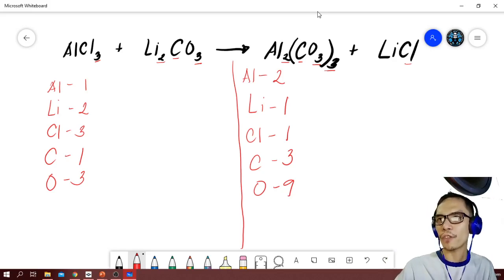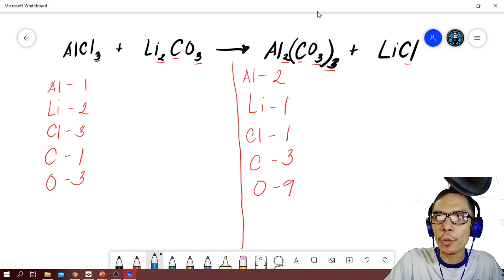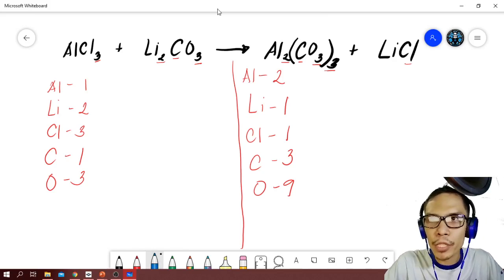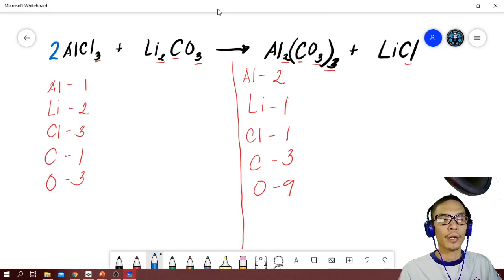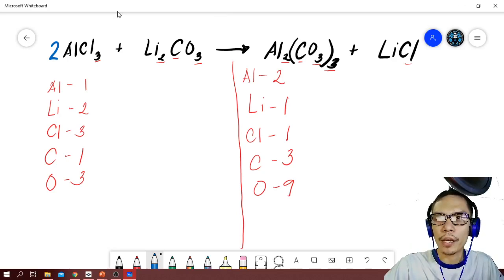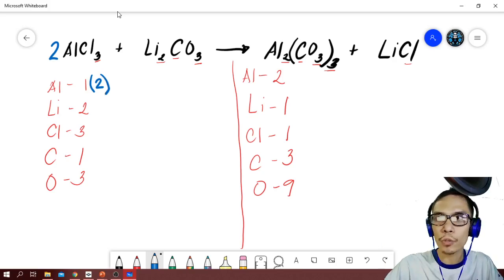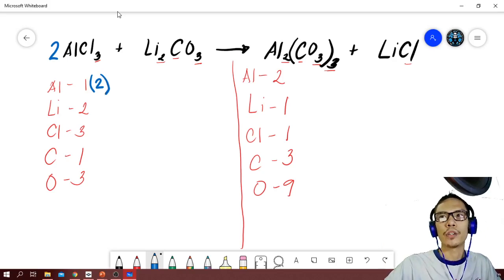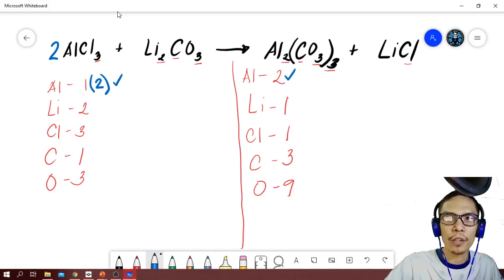So how do we solve this one? Let's take a look first at the aluminum. I will use the blue ball pen. Now, if your aluminum here has 2, you cannot change this subscript, and you cannot put a subscript on the other side. Only by putting a coefficient will it balance. Are we clear on that? Let's recount it once again. We have 2 times 1, that is 2, so they are already balanced. There you have it.